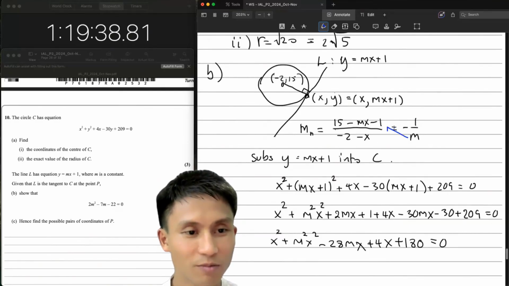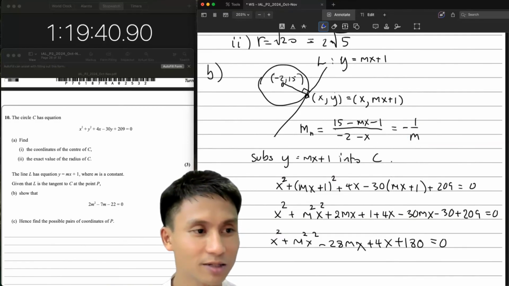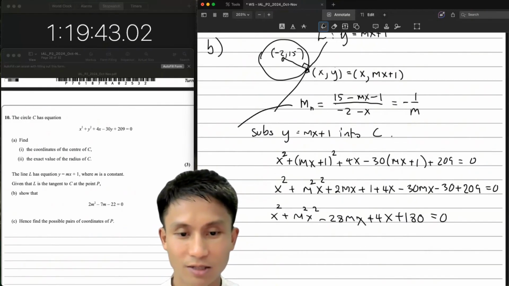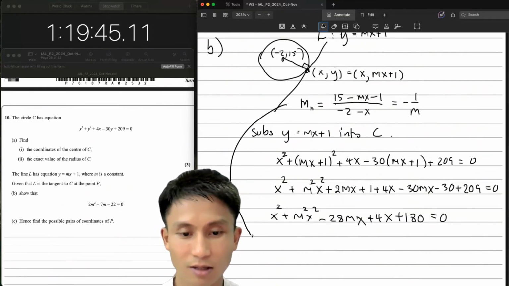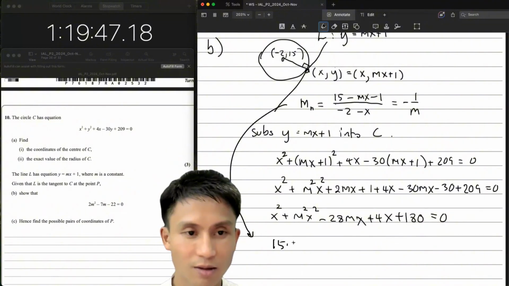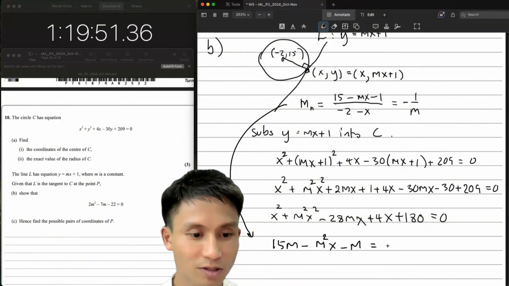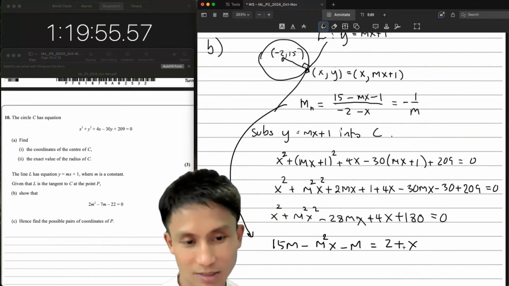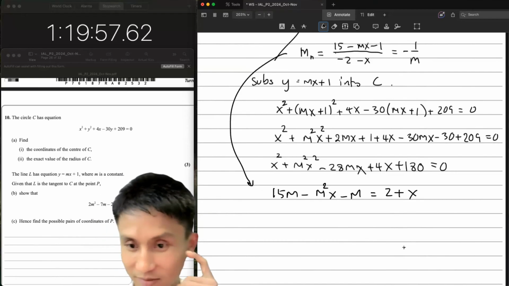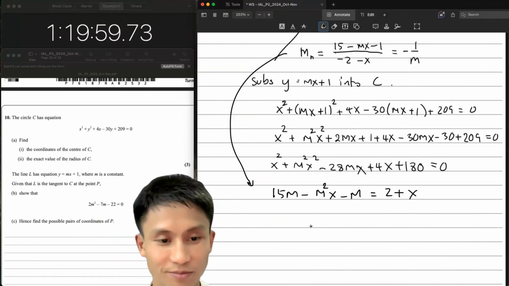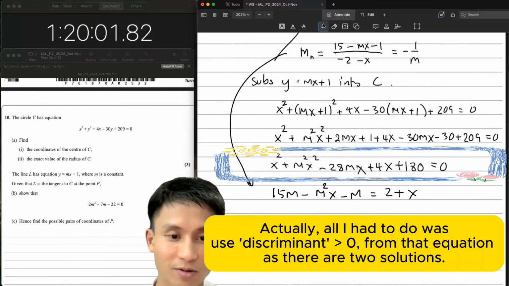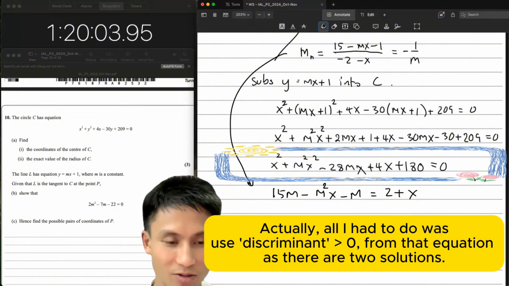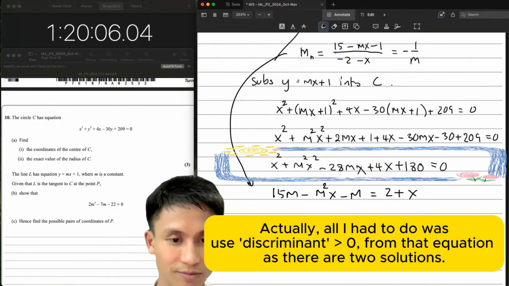Now let's look into detail for this one. If I cross multiply there, what do I get? I'm going to get 15m minus m squared x minus m equals minus 2 minus x. Multiply that, I get 2 plus x. That's horrible, guys. This is not looking good.